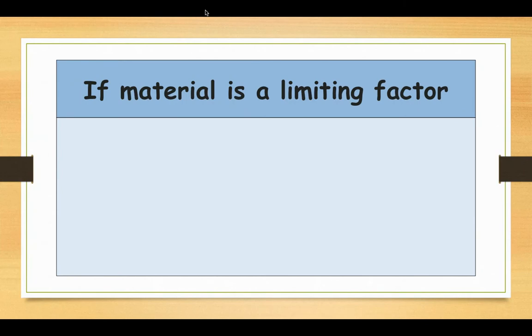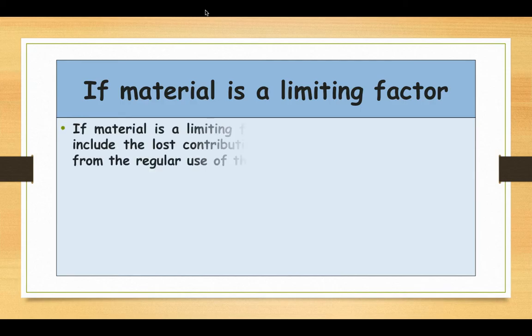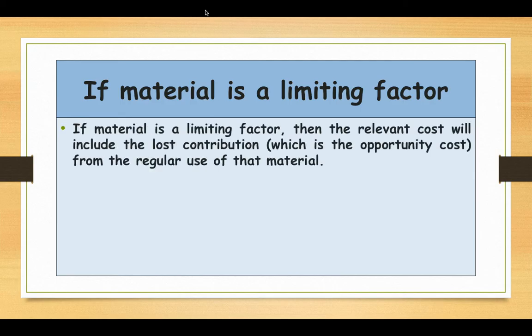So here we are going to see if the material is a limiting factor. If the material is a limiting factor, that means the material is regularly used by the company, but is in short supply. Then the relevant cost will include the lost contribution, which is the opportunity cost from the regular use of the material. Because the material is in short supply, if the company used that particular material for a specific contract, then they will lose the contribution from the existing contract.